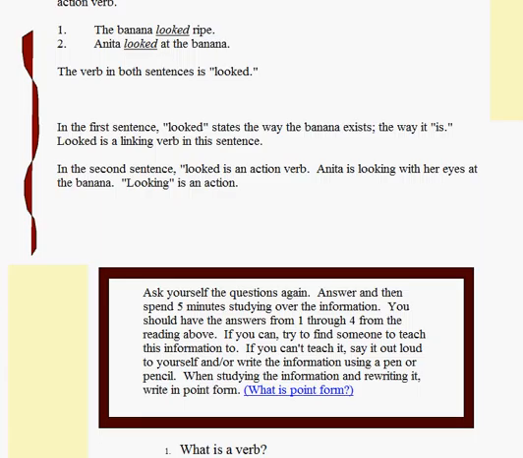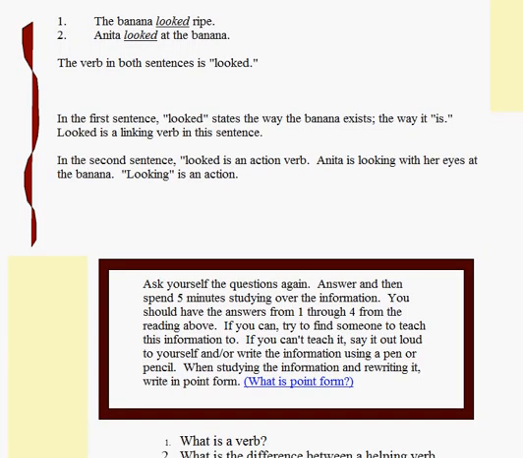Ask yourself the study questions again. Answer and then spend 5 minutes studying over the information. You should have the answers from 1 through 4 from the reading above. If you can, try to find somebody to teach this information to. If you can't teach it, say it out loud to yourself or write the information using a pen or pencil. When studying the information and rewriting it, write it in point form.